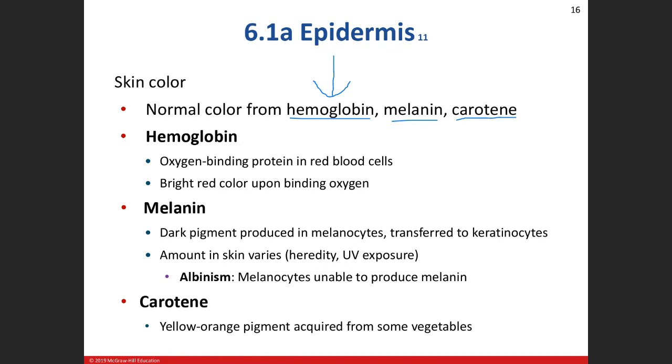It's that dark pigment made by these guys, okay? The melanocytes will then share it with these guys, and it will get shared through with all the other cells in that area to help protect their DNA, their nuclei, okay? Obviously it varies depending on heredity, what your parents look like. Another component is how much time you get out in the sun, okay? And then there's this condition called albinism, and that's basically when the melanocytes will not produce melanin. It's a genetic condition, okay?